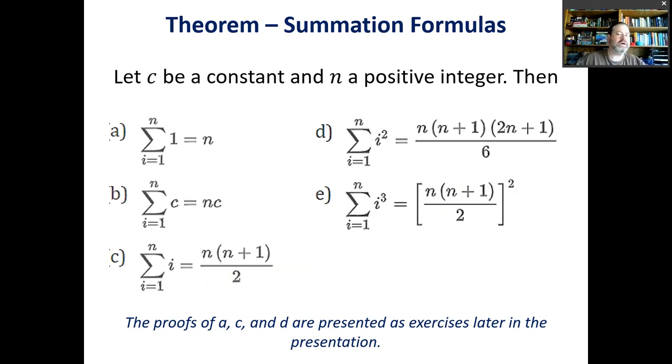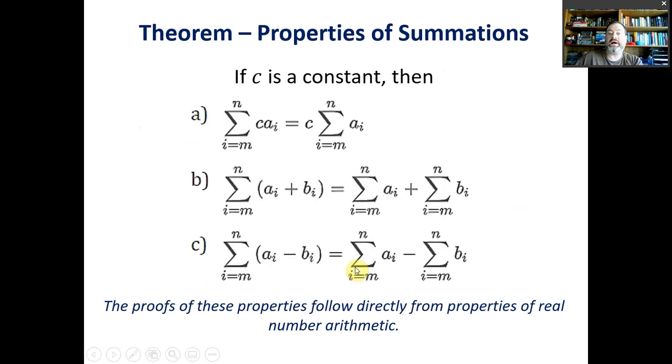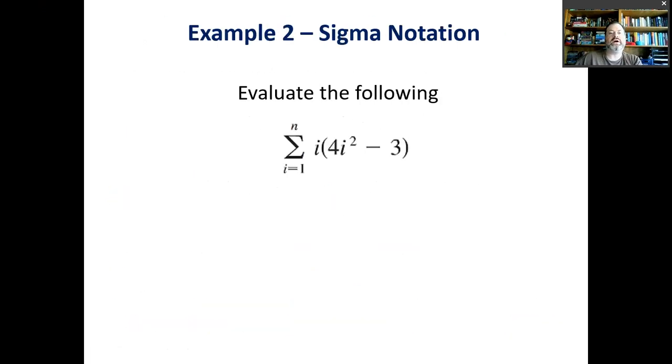All right, so what we're going to do, we're not going to prove these yet, but I want to use a couple of these properties to solve a problem. So the problem we're going to solve here is example 2, and just look at it. Sum from i equals 1 to n of i times quantity 4i squared minus 3. And so you just think, how can I solve this?